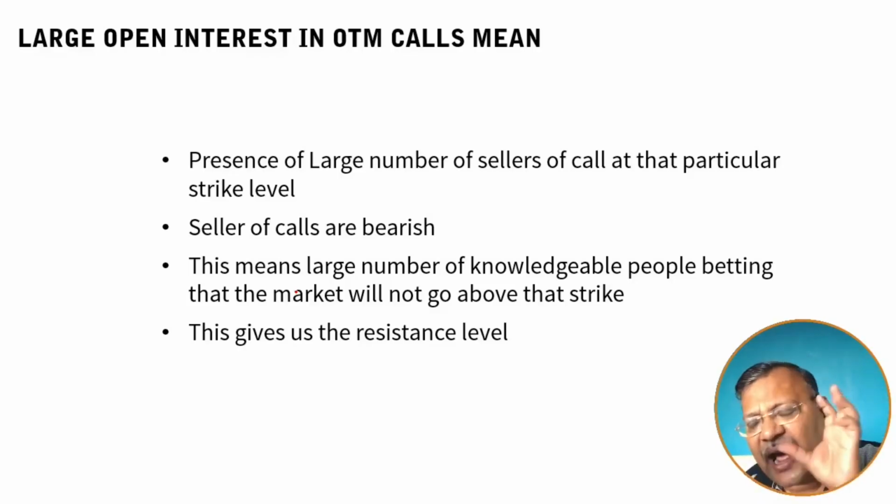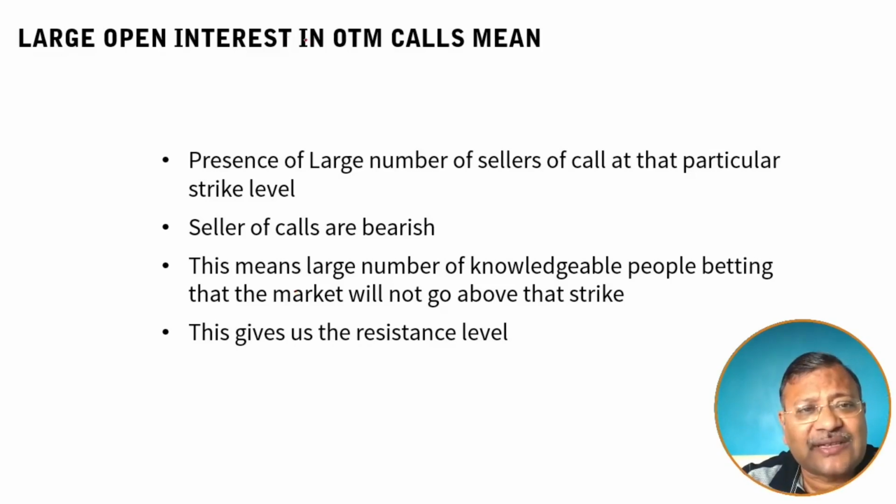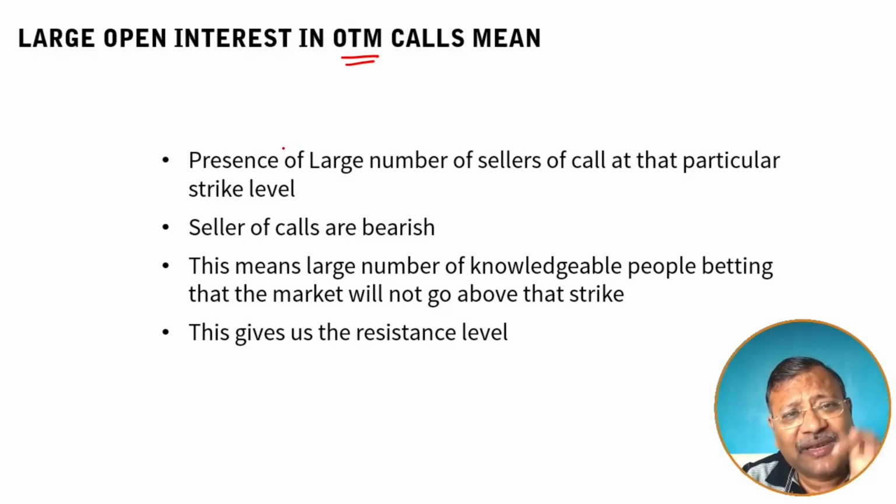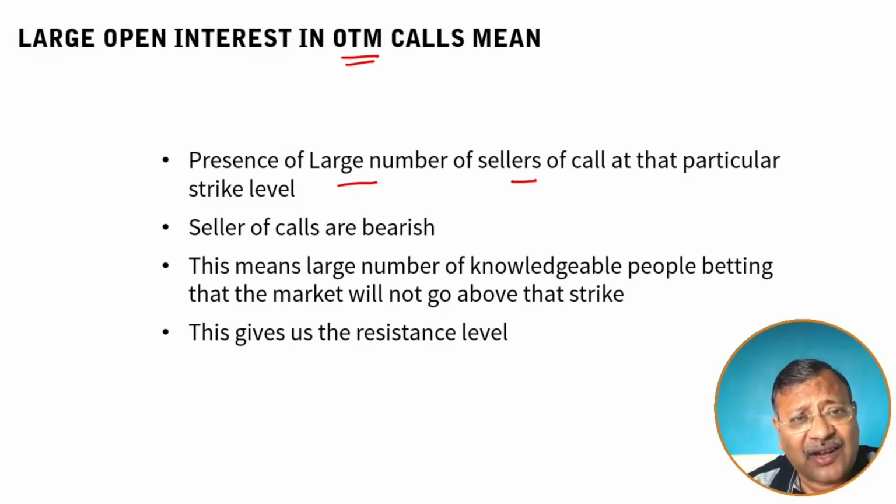Now, what does a large open interest in OTM calls mean? Again, if you notice, we are just focusing on the OTM calls. Now, large open interest means that there is a presence of large number of sellers of a call at that particular strike level. Understand, a large open interest indicates that there are buyers as well as sellers. But for us, the more important fact is that there are large number of sellers at that point.